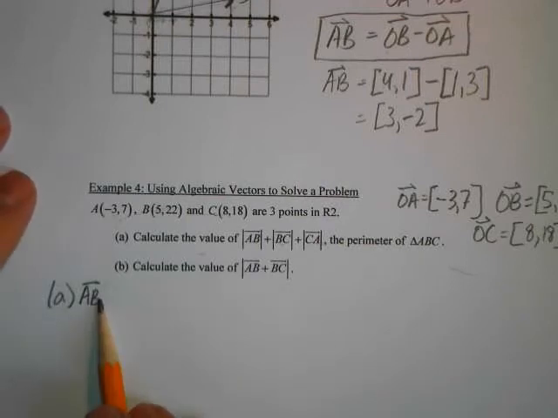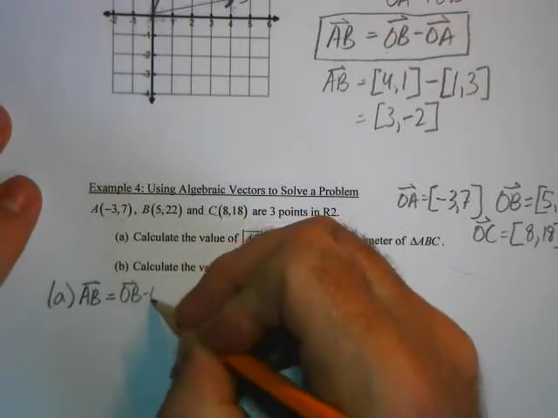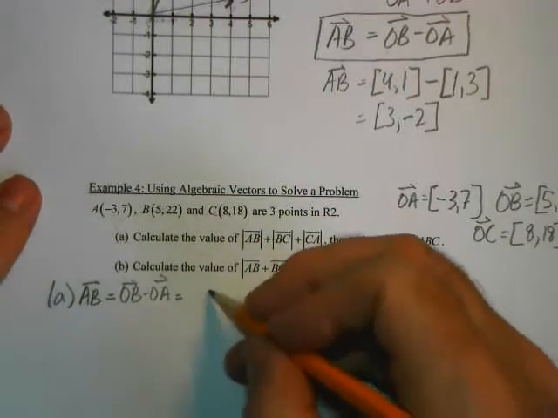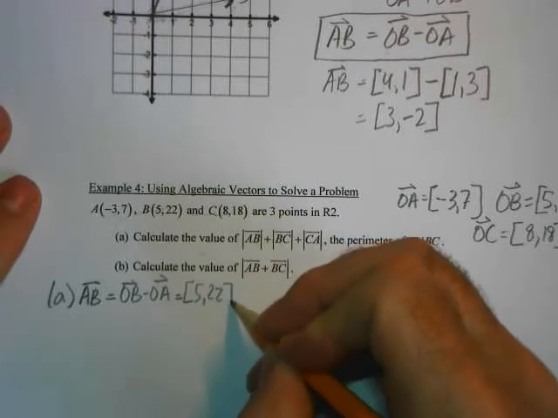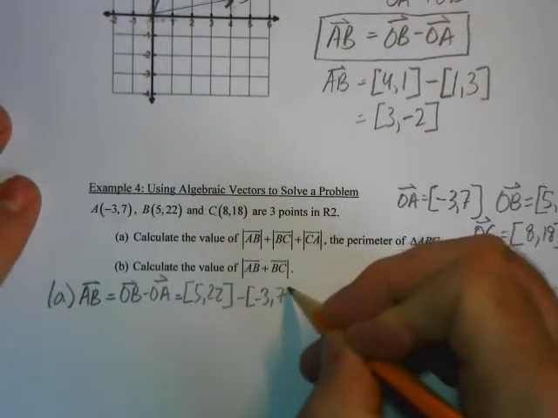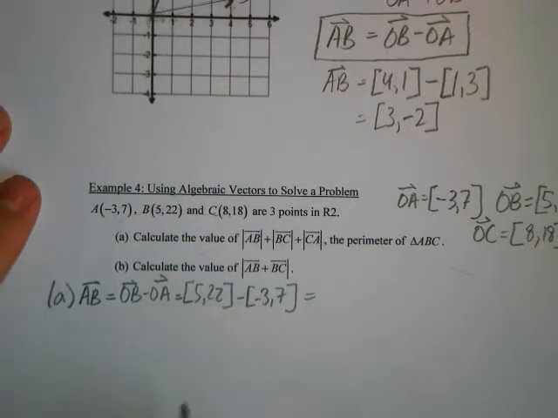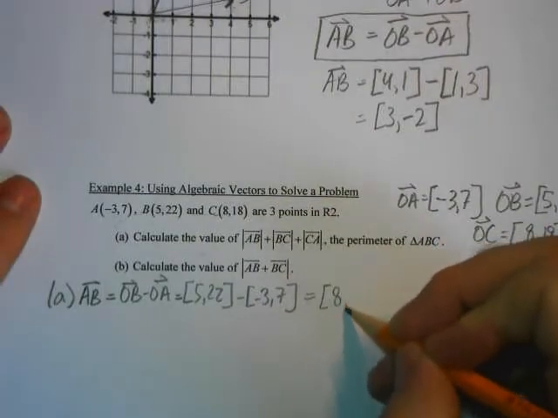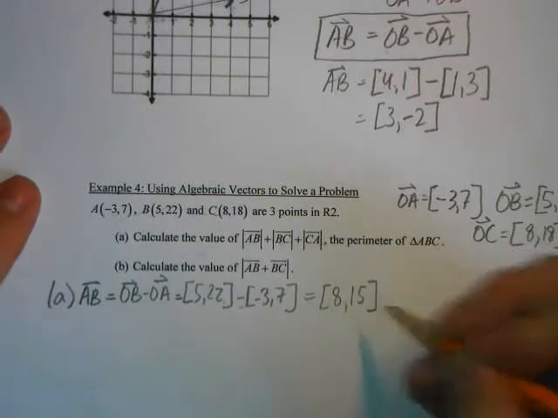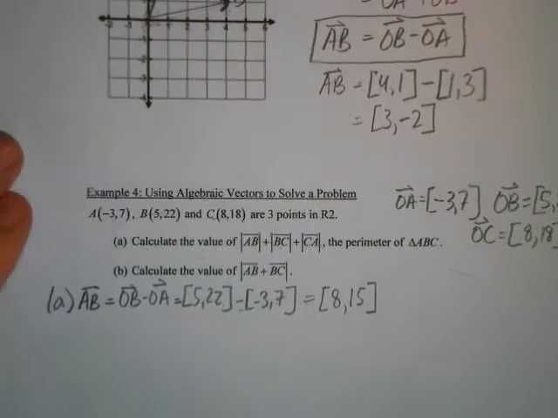Okay, so if I want AB, remember the formula for this. This is going to be OB minus OA. And luckily we've just created those, so that's going to be 5, 22 minus OA, which is -3, 7. Okay, if we combine those together, we're subtracting. So 5 minus -3 is 5 plus 3, which is 8. And then 22 minus 7, 15. So that's the vector components for AB. We're going to do the same thing for the other 2 sides.